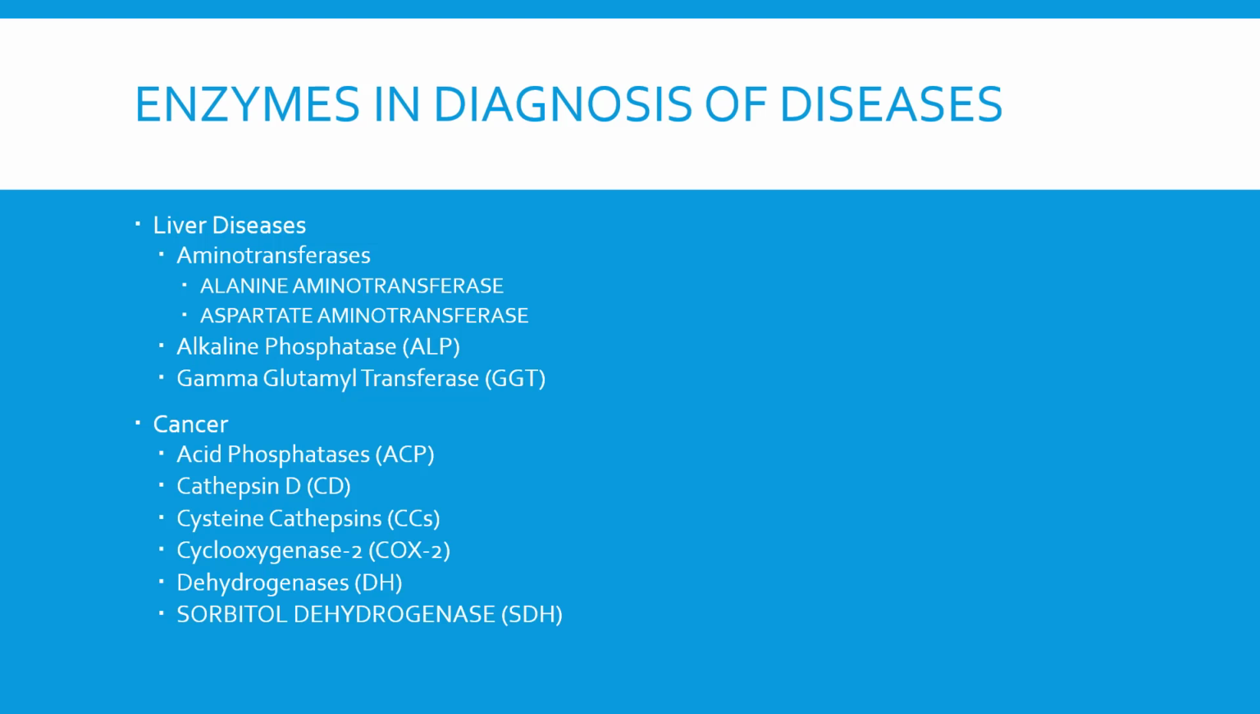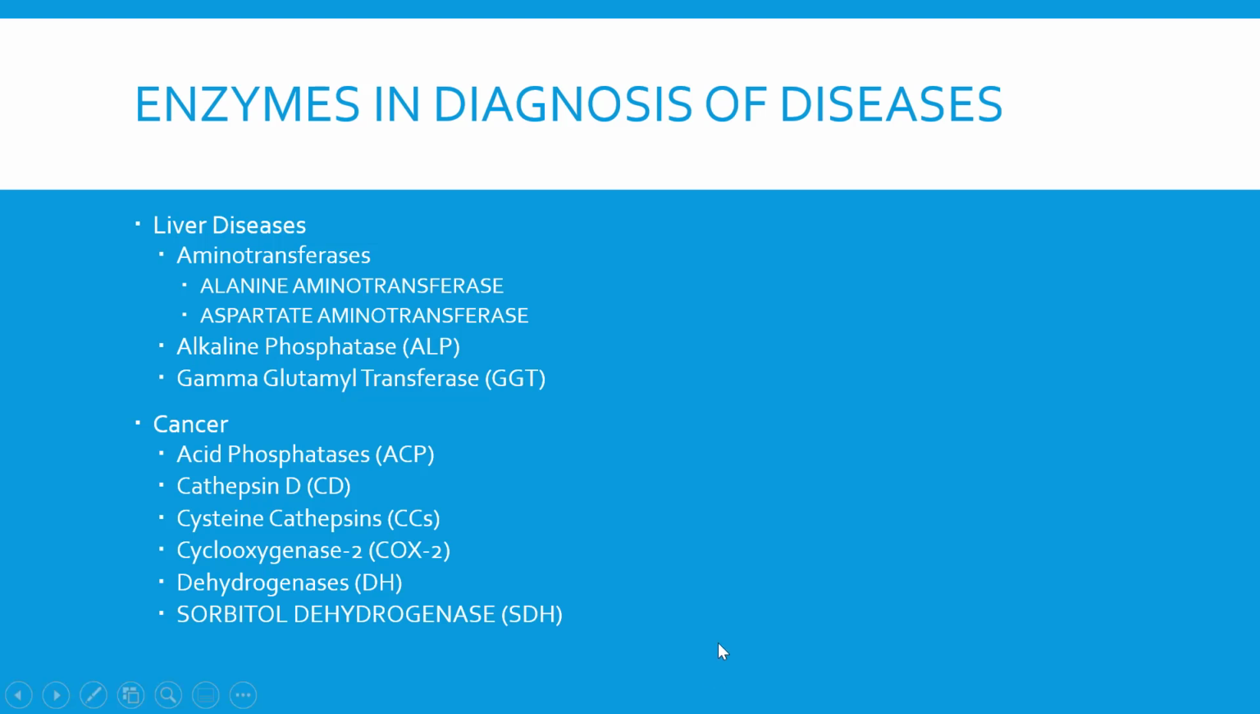During the diseased condition, the level of certain enzymes in the bloodstream becomes abnormal, which further acts as a biomarker of cancer prognosis. A few enzymes that are involved in the detection of cancer are given here: acid phosphatases, cathepsin D, cysteine cathepsins, cyclooxygenase 2, dehydrogenases, sorbitol dehydrogenase.